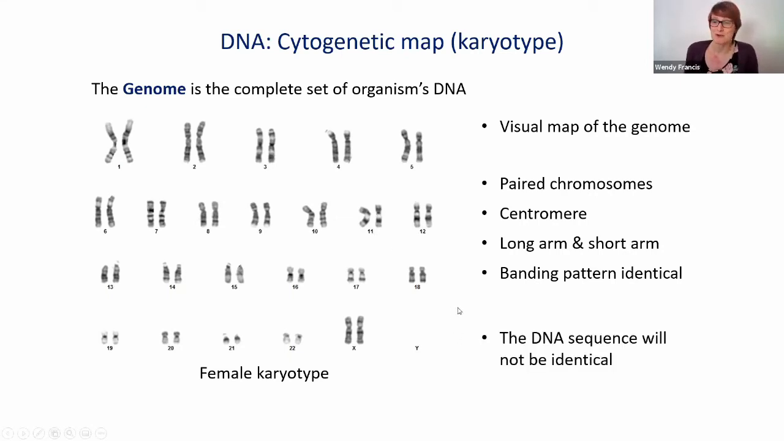But I think it's important to remember that, of course, we've inherited 1 chromosome from the pair from our mum and 1 from our dad. So the DNA sequence is not going to be identical. The banding pattern and all those gene loci, all those different protein coding genes is going to be there and identical, but the actual DNA sequence between the 2 chromosomes is not identical.